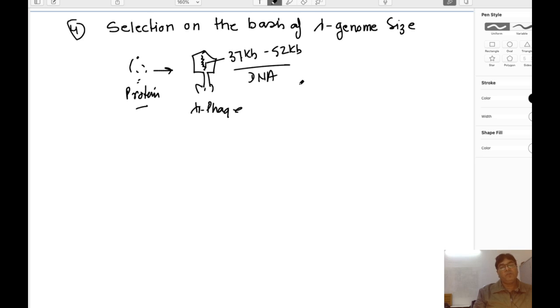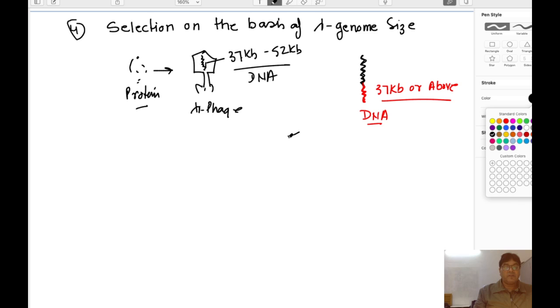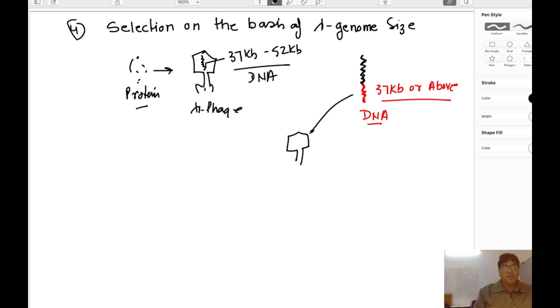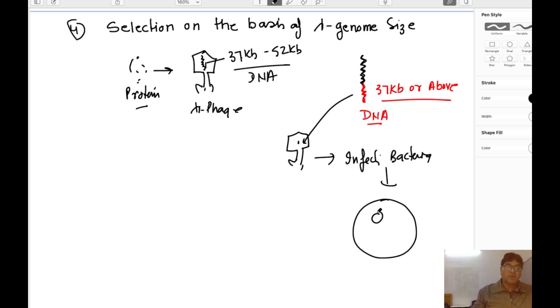Alright, so what do we do? We take out the DNA and insert a gene into it to make it more than 37 kb or above, but up to 52 kb. So this DNA size is now increased. Now if this DNA size is increased, then we can easily pack this DNA into the phage, and this phage infects the bacteria, and these phages can be seen by the growing colonies.